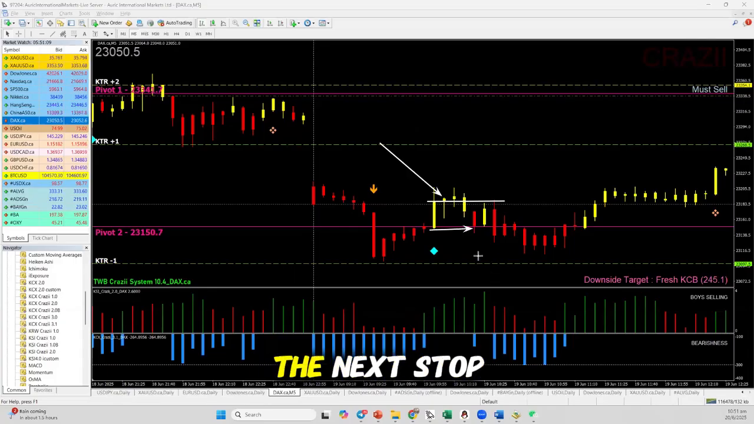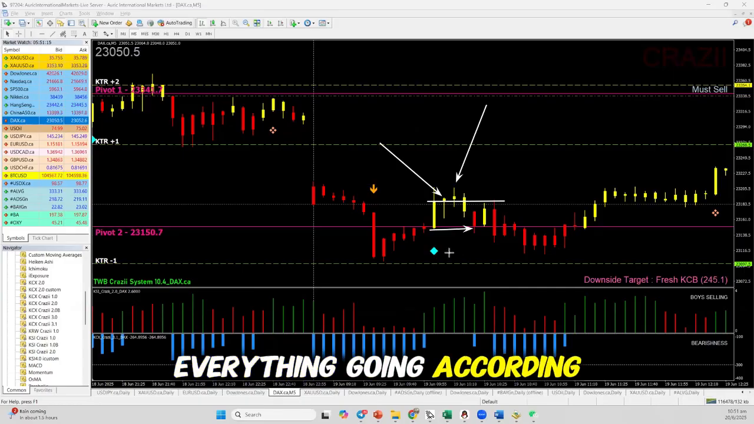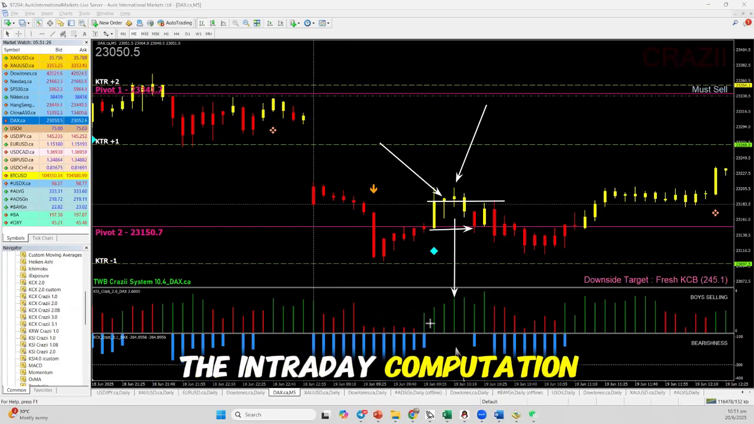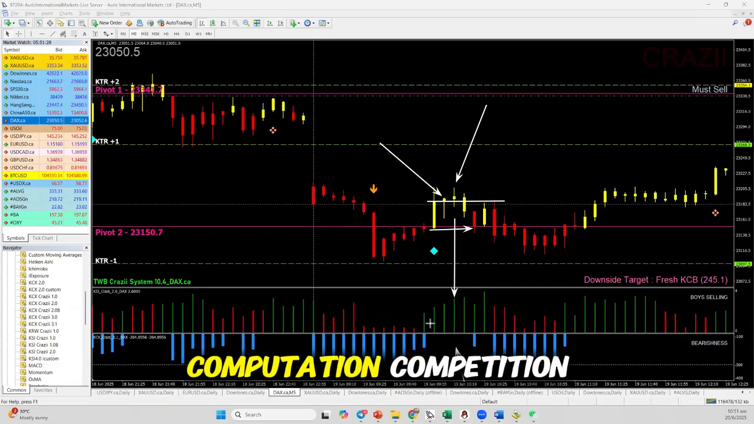Okay, and then the next stop loss, that's where it is. After that, the market will go up a bit, right? So it's very happy, everything going according to plan. Even KSI is green, KCX is black. So everything is according to plan. Now, do note this KSI green and KCX blue, all these things are based on the intraday computation. Yeah, the day chart has its own computation.